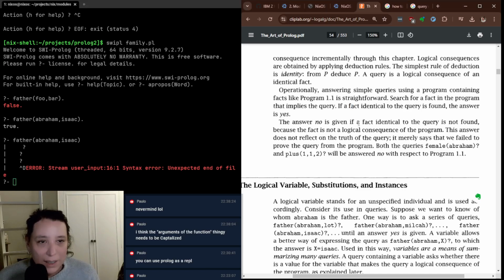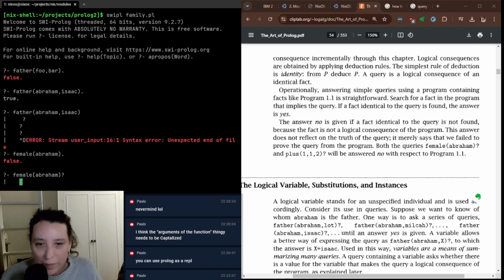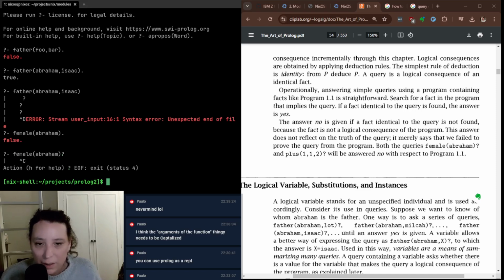The answer no is given if a fact identical to the query is not found, because the fact is not a logical consequence of the program. This answer does not reflect on the truth of the query. It merely says that we failed to prove the query from the program. Both the queries female Abraham and plus 1, 1, 2 will be answered no with respect to program 1.1. False. Yeah, it's a syntax issue.